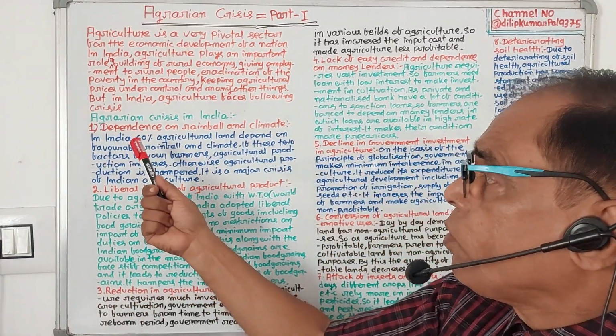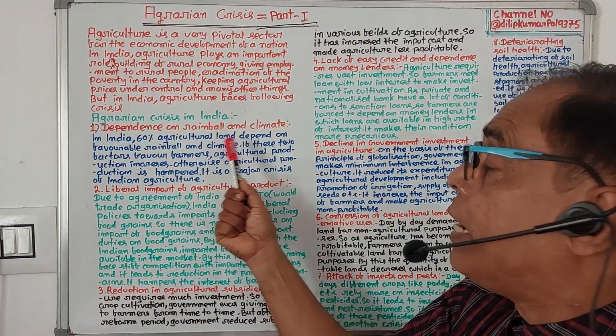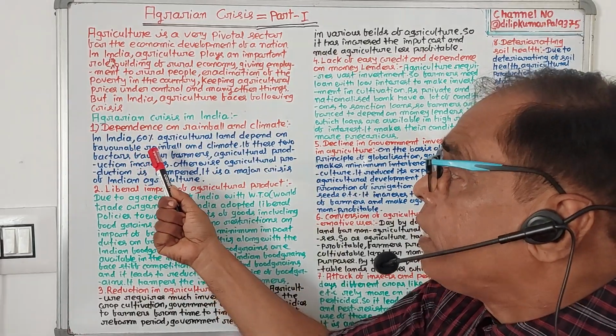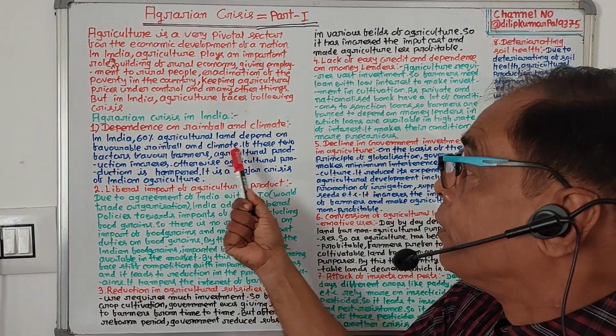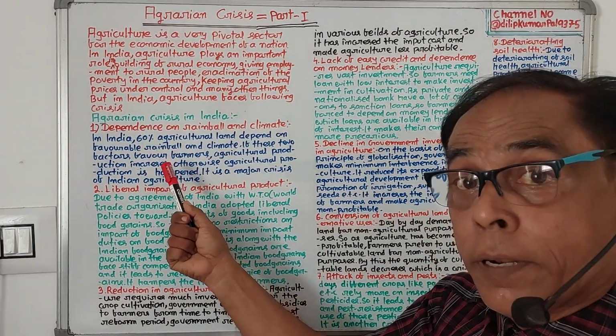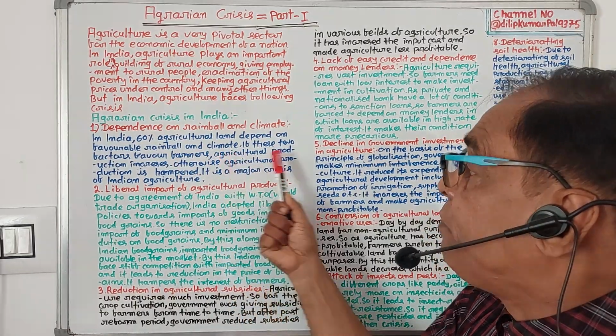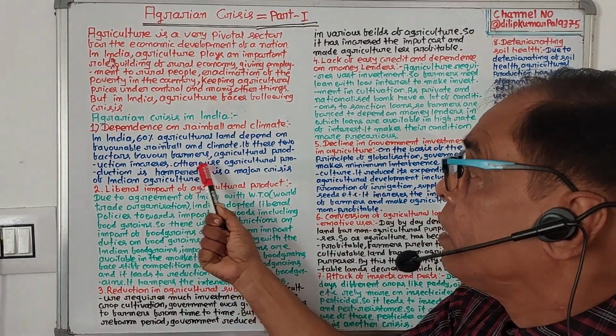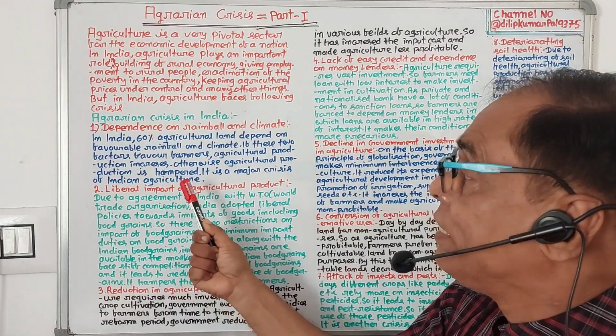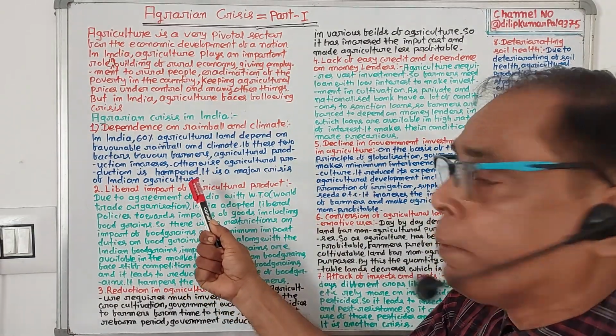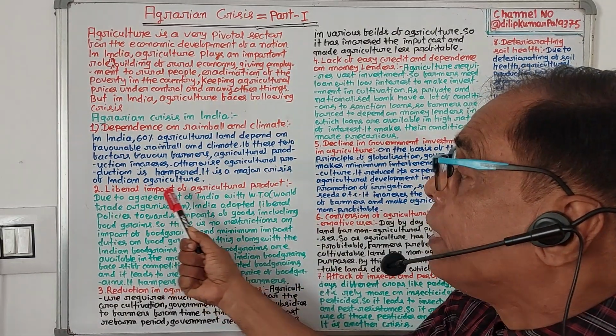Number 1, dependence on rainfall and climate. In India, 60% of agricultural land depends on favorable rainfall and climate. If these two factors favor farmers, agricultural production increases. Otherwise, agricultural production is hampered. It is a major crisis of Indian agriculture.